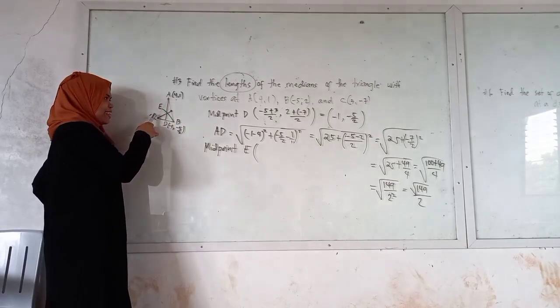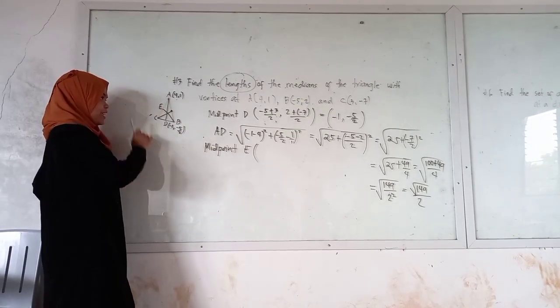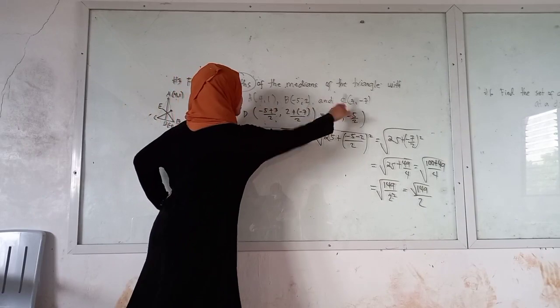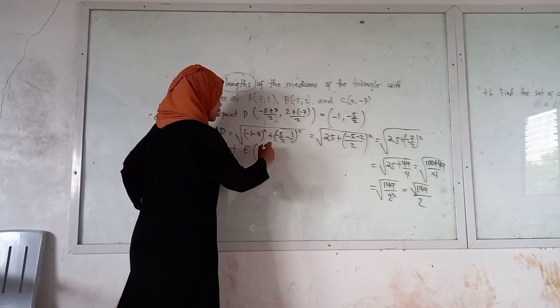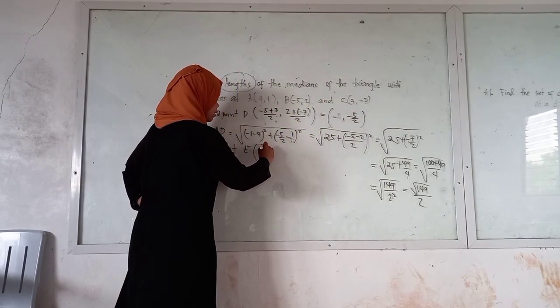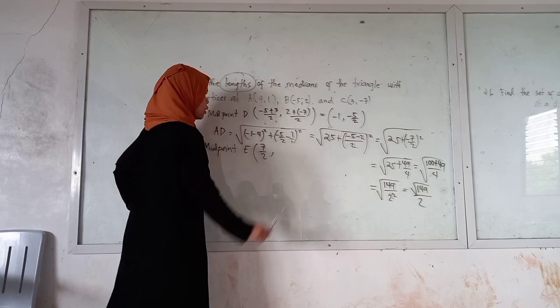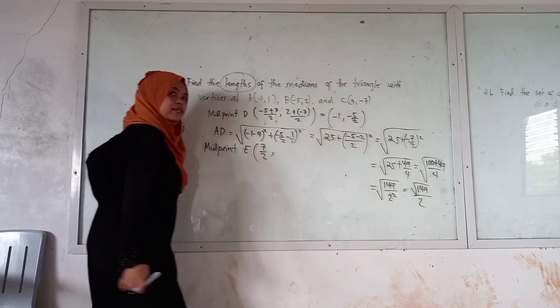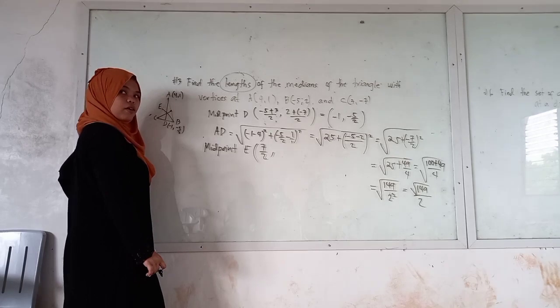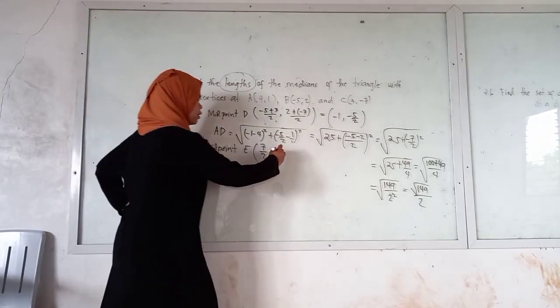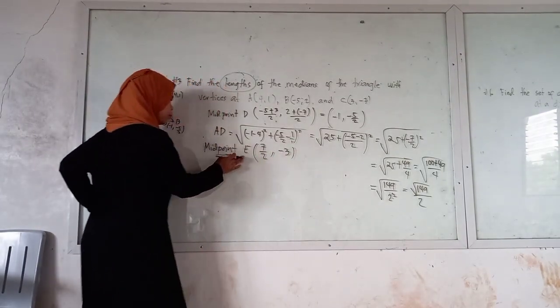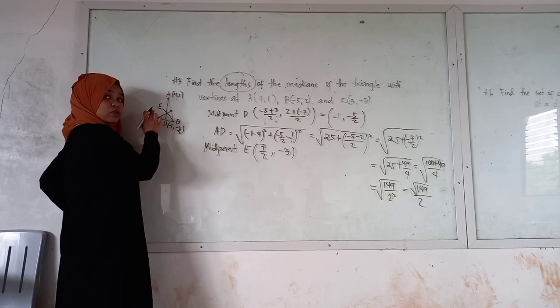I have to get the midpoint from A to C. Okay, so A to C. So 4 plus 3, that is 7 over 2. Direct. 1 plus negative 7, that is negative 6 over 2, that is negative 3. So this is the midpoint E from A to C.